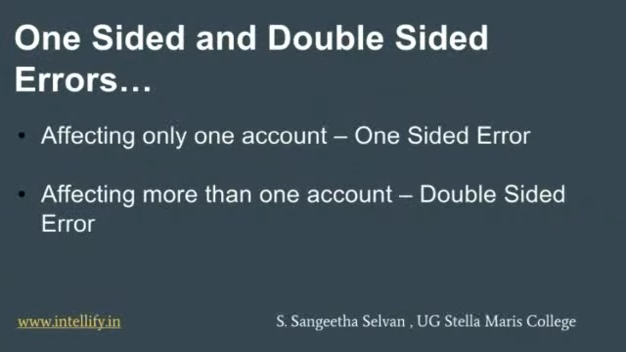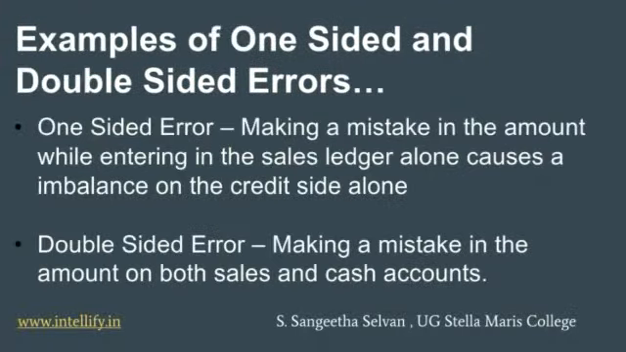Before we talk about the rectification of errors with suspense account, we need to know about two important terms, that is one-sided errors and double-sided errors. As the name itself suggests, if the error is only on the one side, that is either the debit or the credit side, that is it affects only one account, then it is called one-sided error. On the other hand, if an error is made in the two accounts and it affects debit and credit side, then it is called a double-sided error.